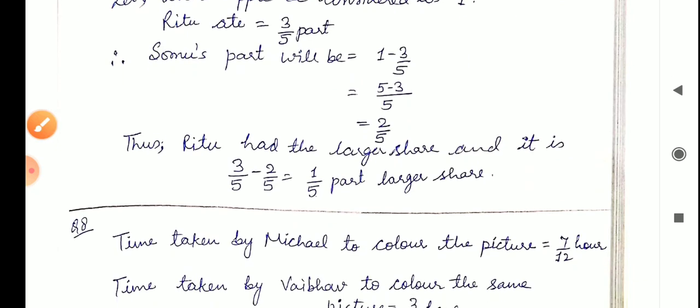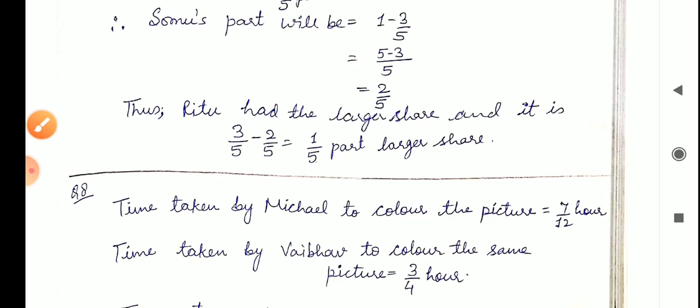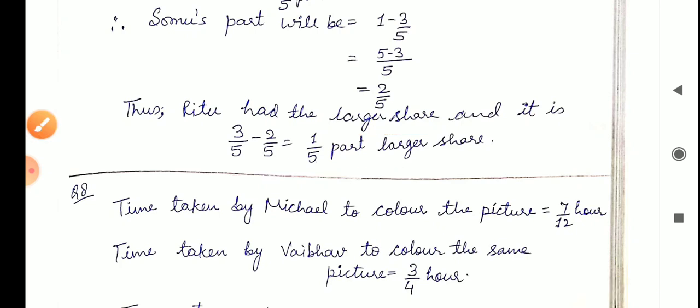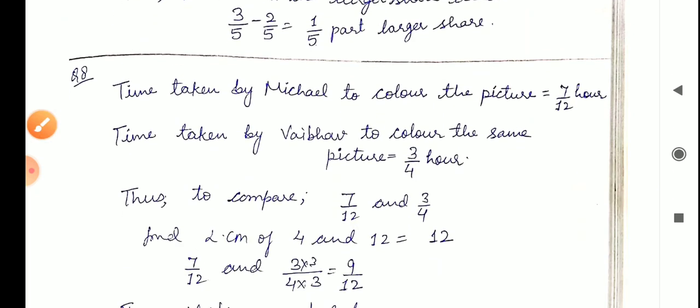Thus Ritu had the larger share because she ate the third part and Sonu ate the 2 part, and we also need to find how much larger a part Ritu ate. So we will subtract and we will get 1 by 5 part of that apple.